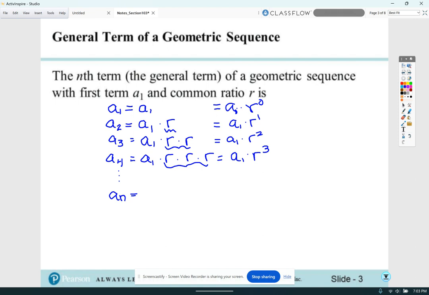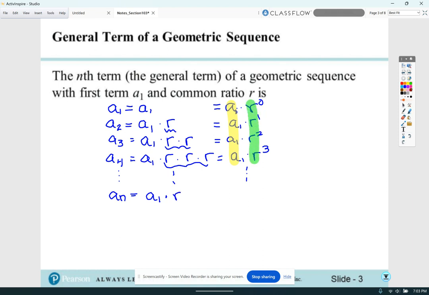So following through with this general pattern, the a sub n formula is always going to have the first term in it, so that's a sub 1, times each of these holds that has an r in it, so that's going to be r.